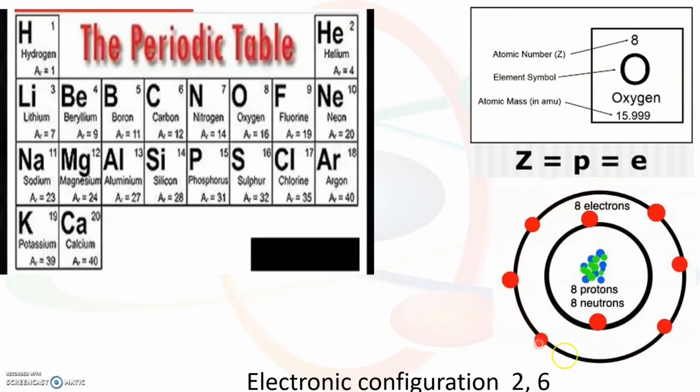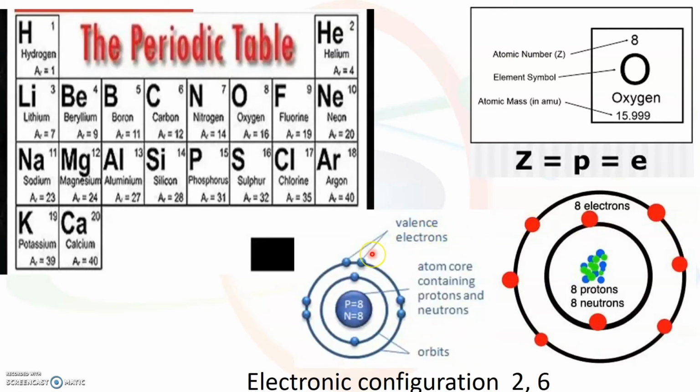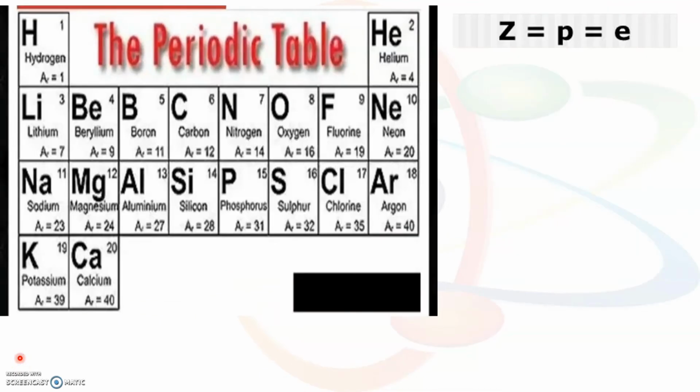So this last shell, which contains the 6 electrons, is the outermost shell, otherwise called the valence shell. That is why these electrons are called valence electrons. That is, the electrons that are present in the outermost shell are called valence electrons. In order to understand the distribution of electrons better, let's take another example from the periodic table.